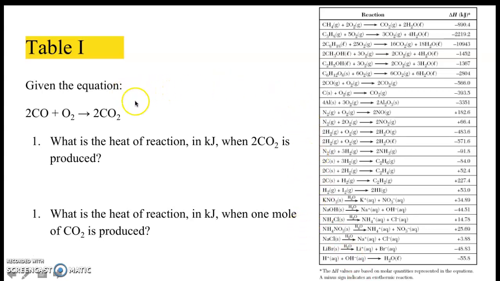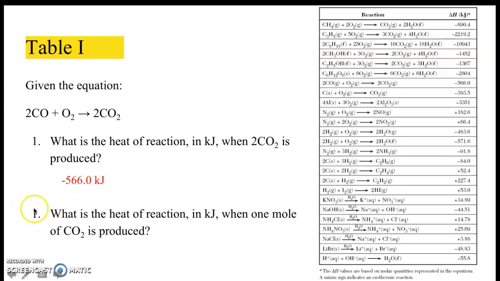Here's an example question based on table I. So given the equation, 2 carbon monoxide plus oxygen gas create 2 carbon dioxide. What is the heat of reaction in kilojoules when 2 moles of carbon dioxide is produced? So let's find the equation. Here it is. And we can see that when 2 carbon dioxide are produced, the delta H value is minus 566 kilojoules. This was multiple choice. That's the value you would pick.